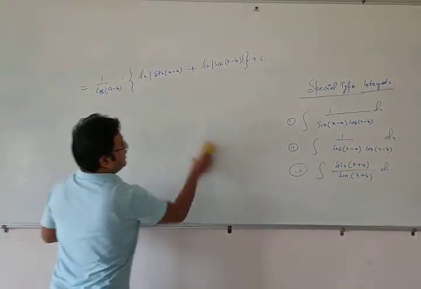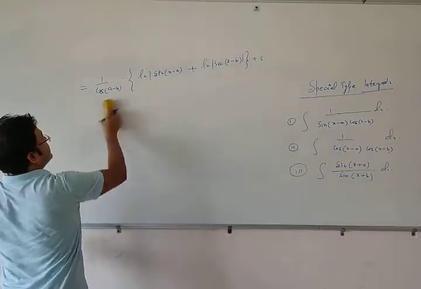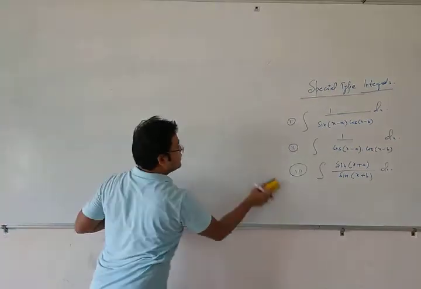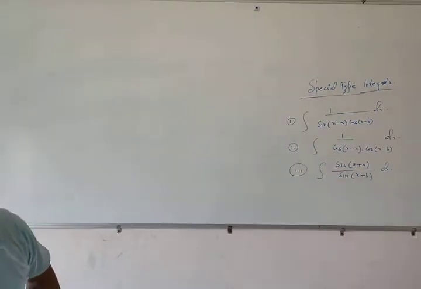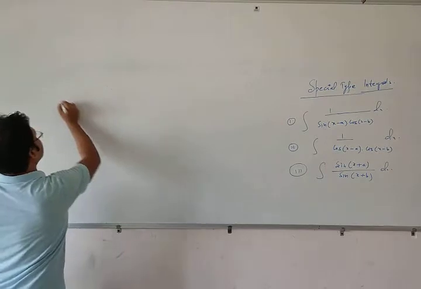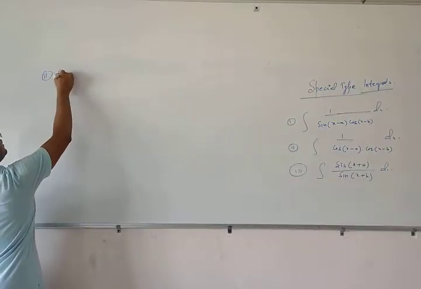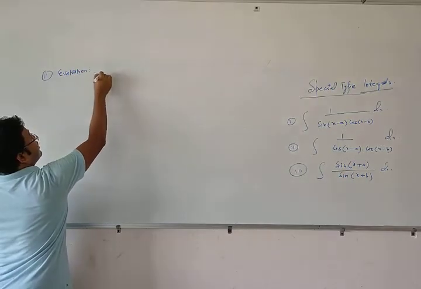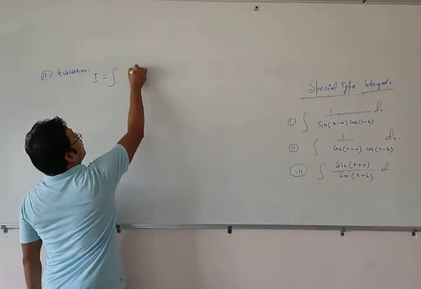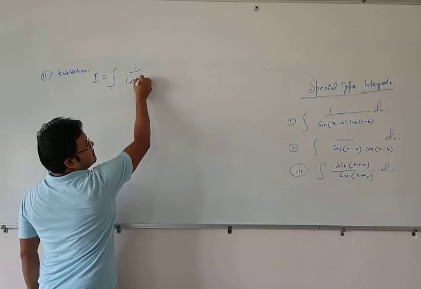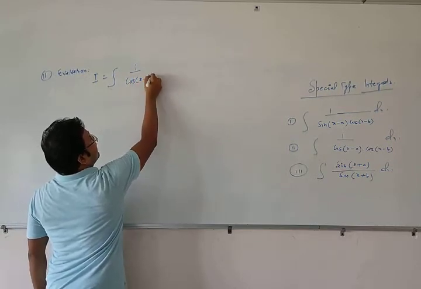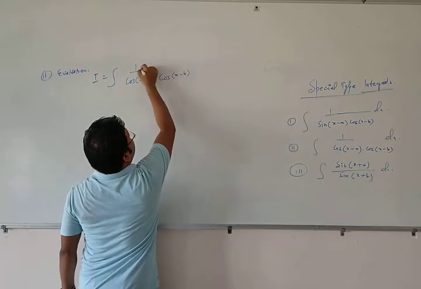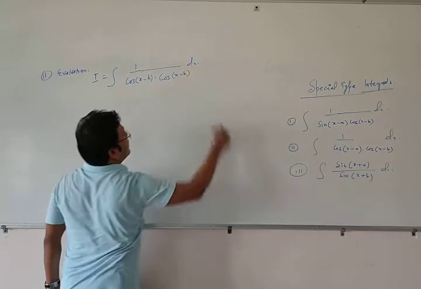Similarly, we can evaluate the next integral. You can see number 2, evaluation. I is equal to the integration of 1 upon cos(x minus a) into cos(x minus b) with respect to x.